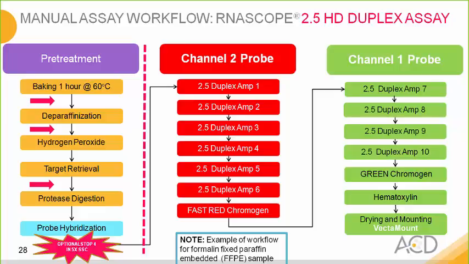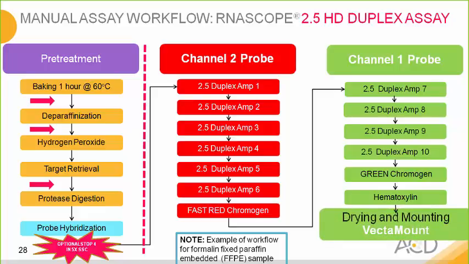The dotted line will then show that everything to the left would be completed on day 1, while everything to the right of the dotted line would be completed on day 2, starting from the duplex AMP1 and completing all the way down to drying and mounting with VECTAMOUNT.